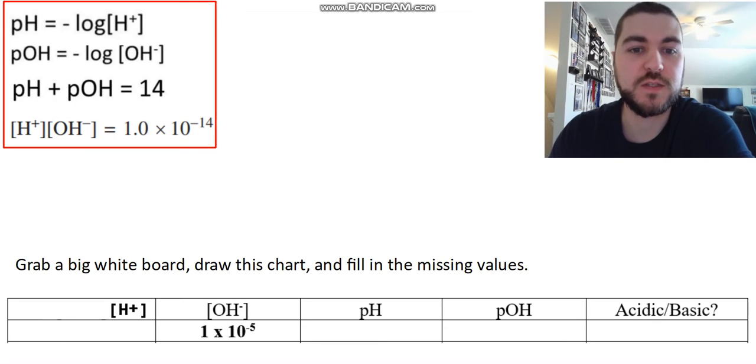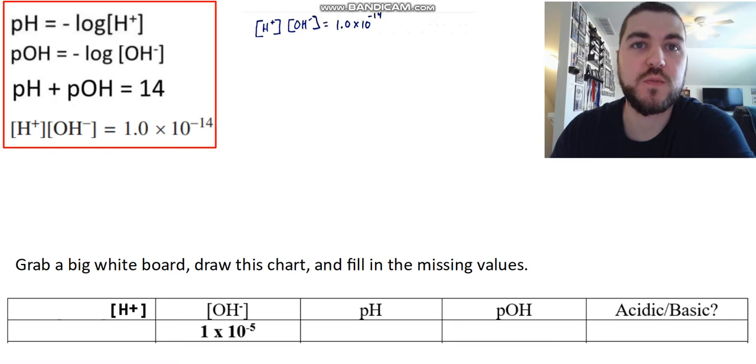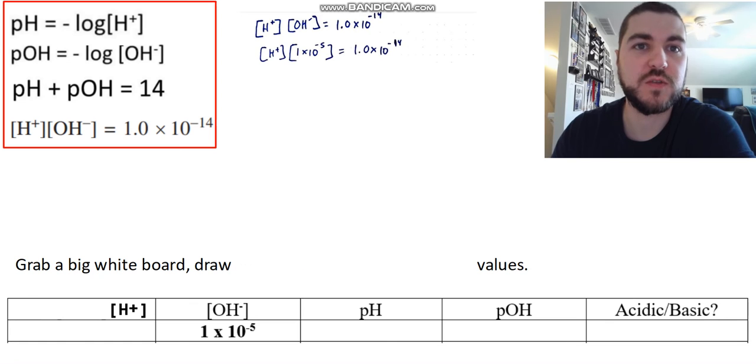So one of the first things we'll want to do is utilize some of these formulas we have. One of the formulas we have, in the top middle of the screen now, which I've just revealed, is [H+] times [OH-] equals 1.0 times 10 to the negative 14th. So what we can then do is a little bit of basic algebra here. We can plug in the value for the hydroxide ion concentration, which is 1 times 10 to the negative 5th, and I just got that from the chart on the bottom of the screen.